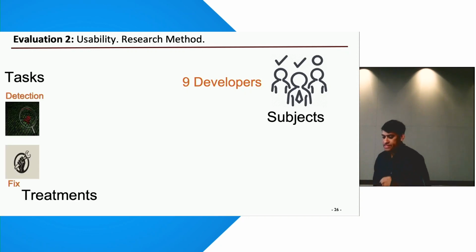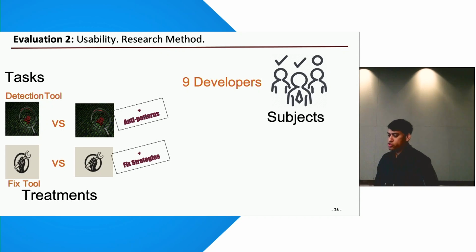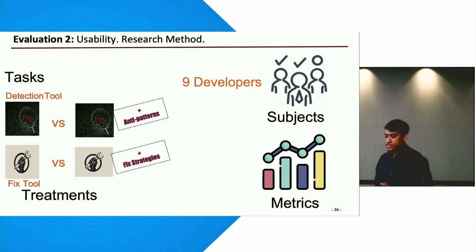And for treatments, they at first used an automatic fixing tool, and then the other treatment was the tool combined with our anti-patterns for detection and fixed strategies for the fixing. So we measured the success of our anti-patterns and fixed strategies as to see if there's any difference in understanding for treatment 1 versus treatment 2.